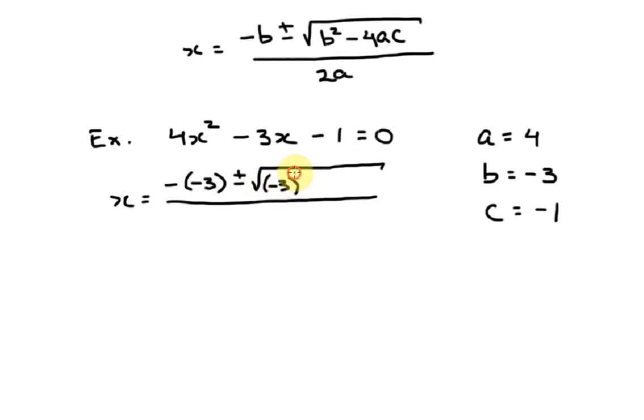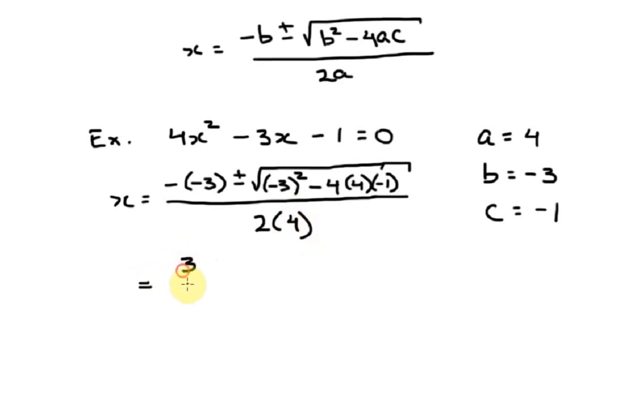We know that it's going to turn into positive 9, and sometimes on a calculator, if you don't use brackets, you're going to get negative 9. It might be easier when you're doing this on a calculator just to know it is going to be 3 squared, and don't worry about that negative. And then we have minus 4 times a, which is 4, times c, which is negative 1. Okay, so that's all under this radical sign. And then on the bottom I have 2 times a. So all I've got to do now is work out the numbers.